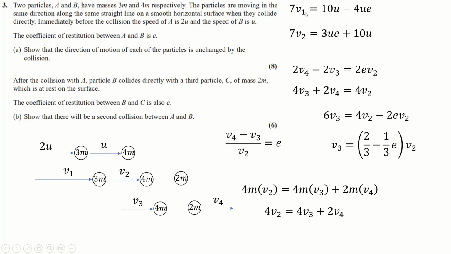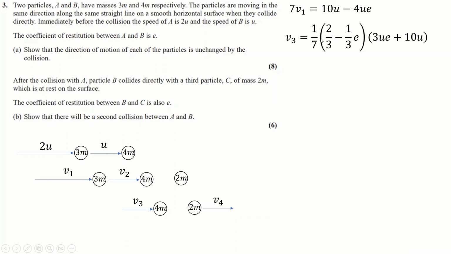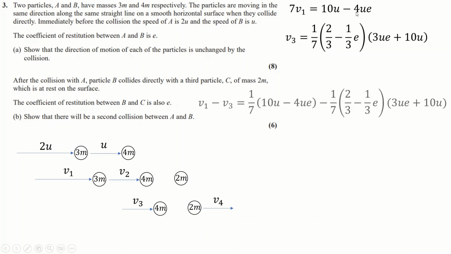What I'm aiming to show is that V1 minus V3 is positive, right? Because I want this speed to be bigger than this one. By the way, V3 is not very helpful if it's in terms of V2. So what I can do is put this expression for V2 into there, by dividing by 7 and then putting it in there as well. And now I just have V3 in terms of U and E, which is great, because now I can consider V1, which again I'll divide by 7 to find V1, minus V3, and I'm aiming to show this is positive.